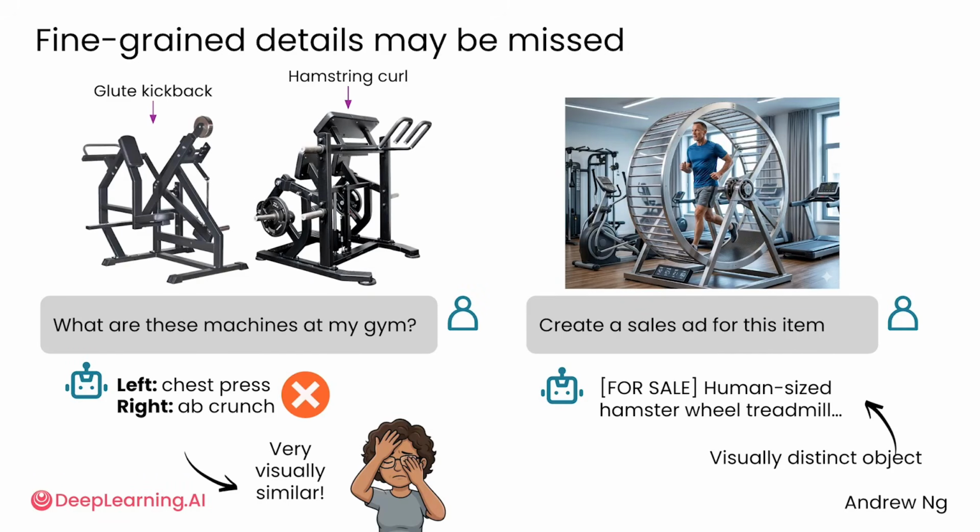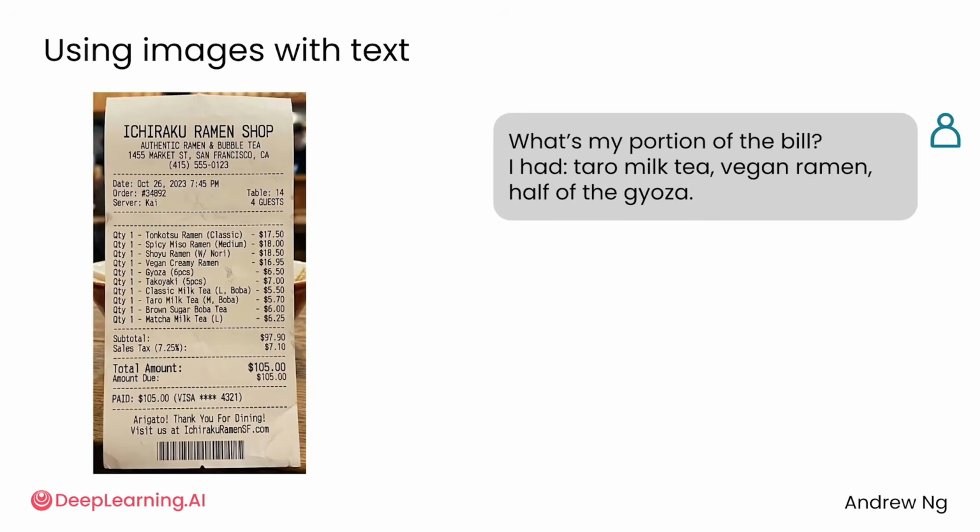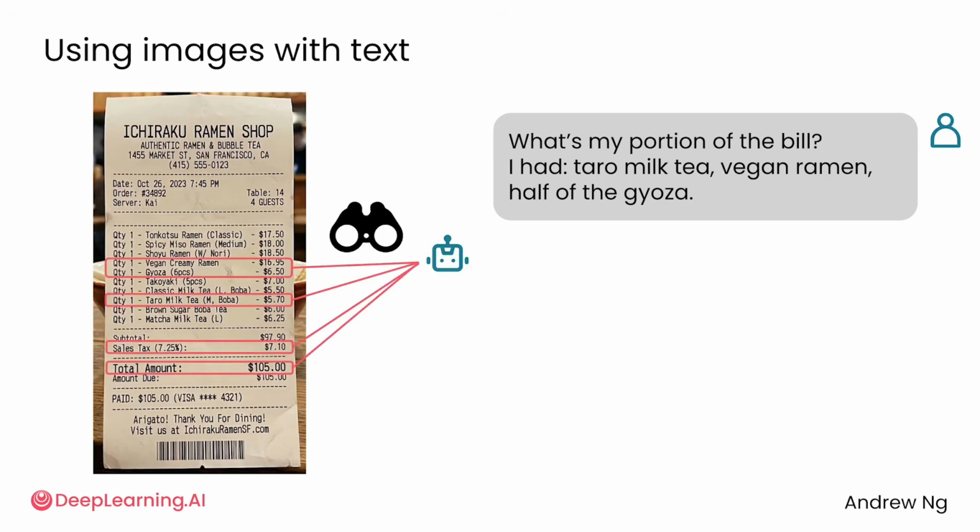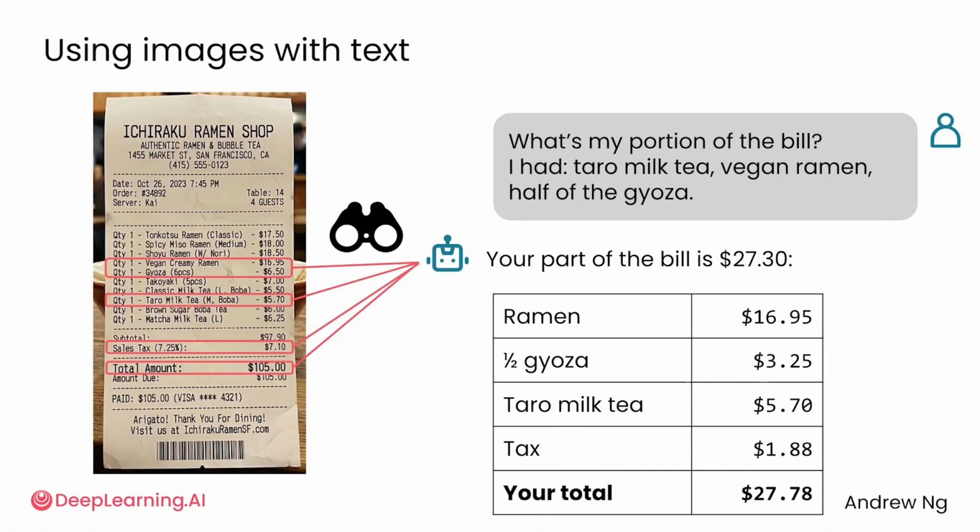When you upload an image, you can also give it moderately complex instructions on what to do with it. So uploading a receipt like this, you can ask it, what's my portion of the bill? I had these items, and in this case, it gets it correct. AI's ability to read text like this is not bad. It does make mistakes, so I wouldn't trust it for high-stakes applications. But if you want to take a quick look, and if you're willing to spend a few seconds to double-check the result, then it could do decently well.